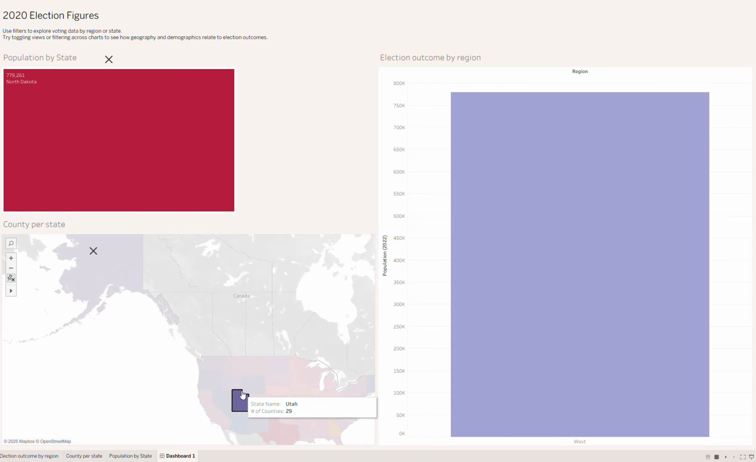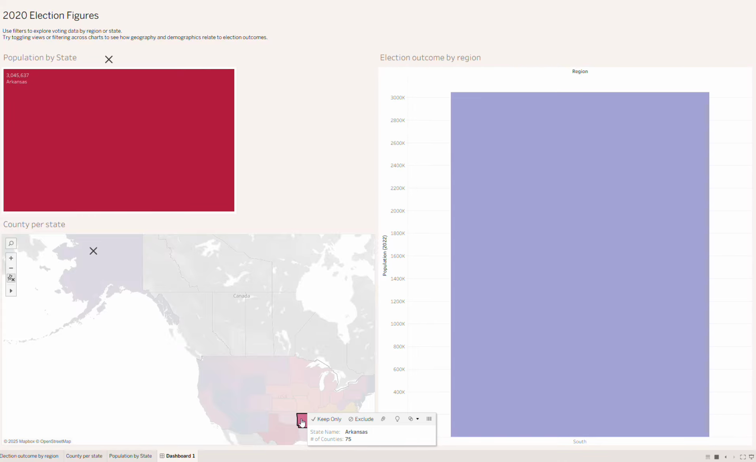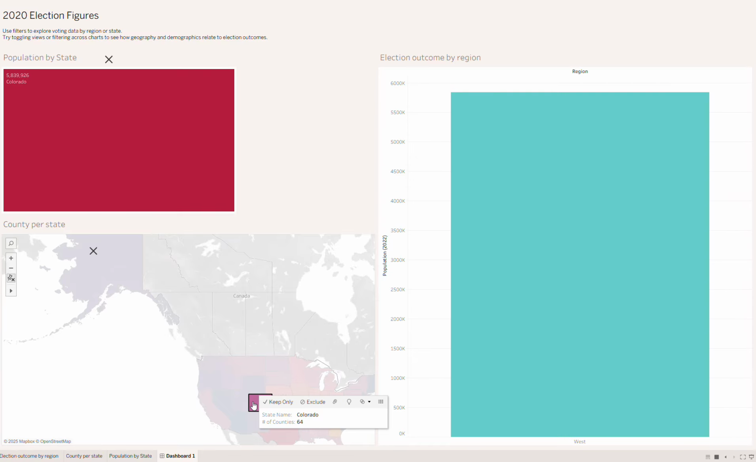States with more counties may have disproportionate influence in certain systems, especially if each county carries equal weight in local decision making. By visualizing this, we can start to think about how votes might be more evenly distributed or how representation could be better adjusted to reflect population density alongside demographic spread.